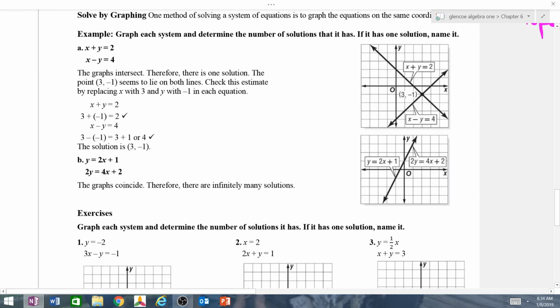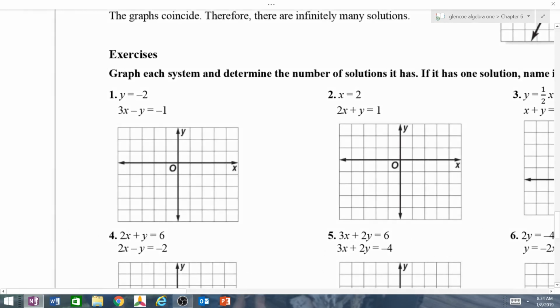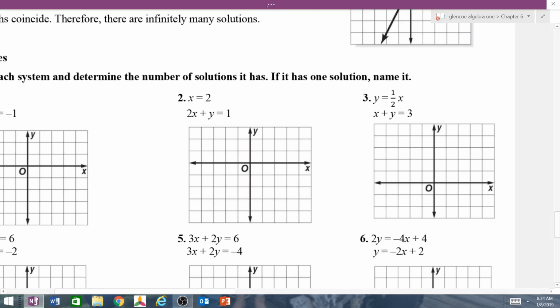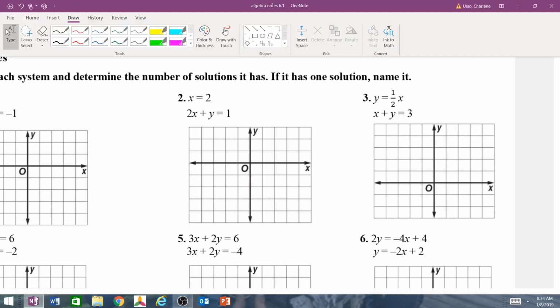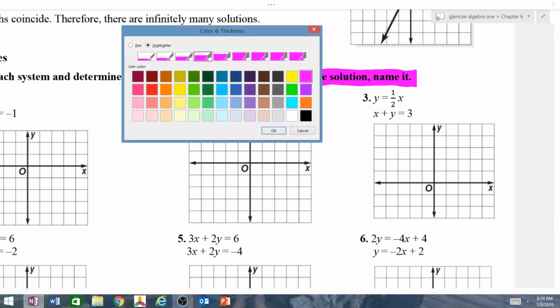So let's go ahead and do one together. I know these are in your notes, but let's see if we can do number one together. Graph each system and determine the number of solutions it has. Okay, let's look at the directions. I'm going to give you a major hint for 2019. If you do not read the directions on my quizzes and tests, you are going to lose some very, very big points, guys. Very big points.